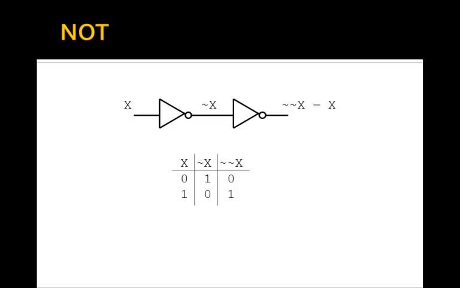Notice that if we put two inverters together, the output of the first is NOT X, the output of the second will be NOT NOT X, which is just going to get you back to X. So here's your first Boolean identity, NOT NOT X is equal to X.